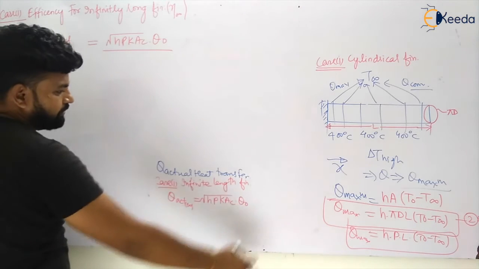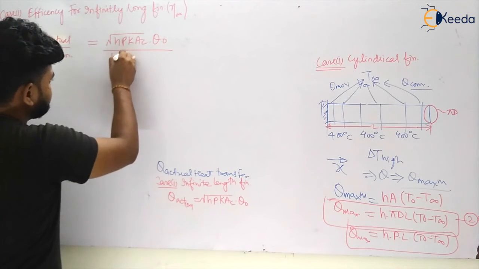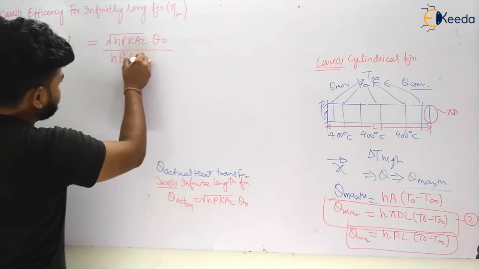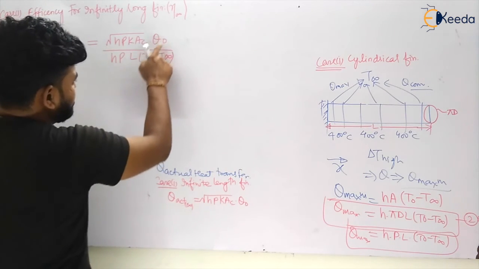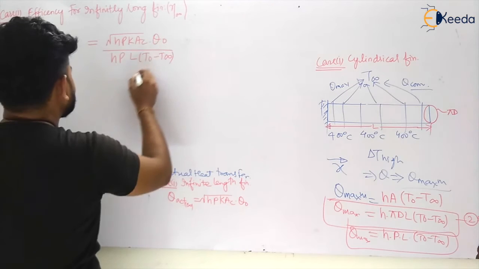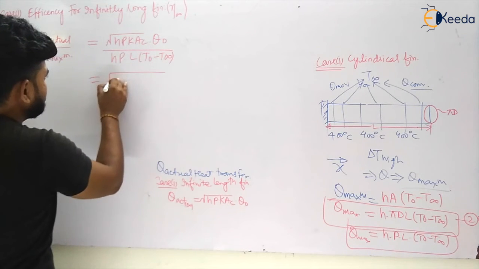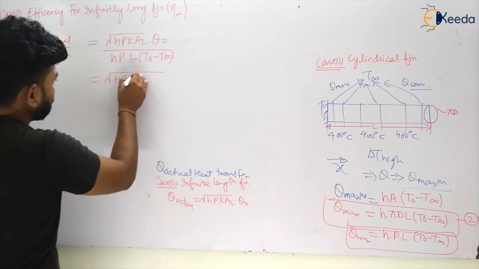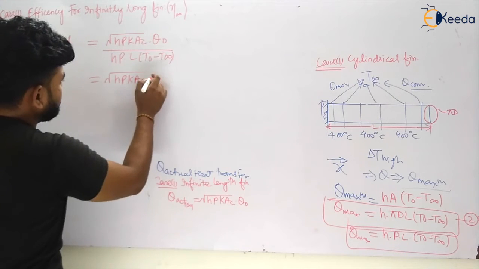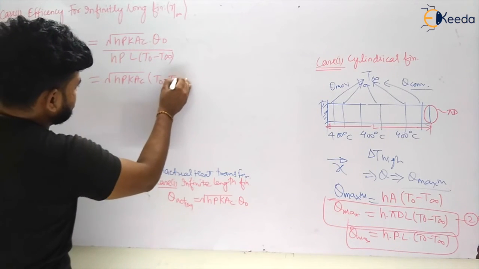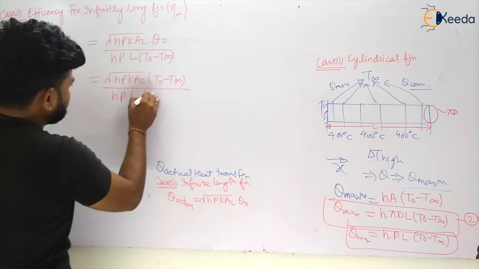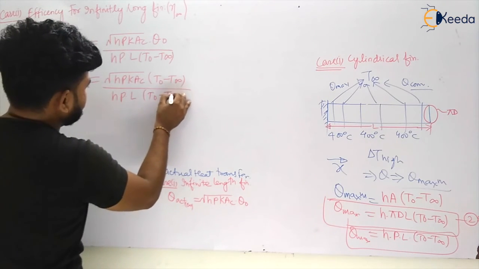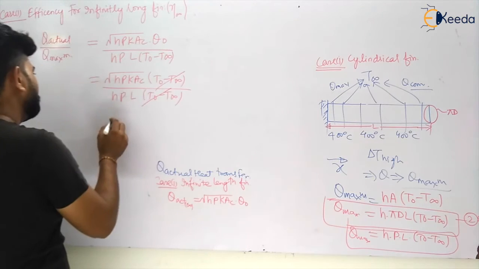So Q maximum will be given by hPL(T naught minus T infinite), which is nothing but theta naught. So this can be written as under root of hPkAc(T naught minus T infinite) divided by hPL(T naught minus T infinite), my dear students.